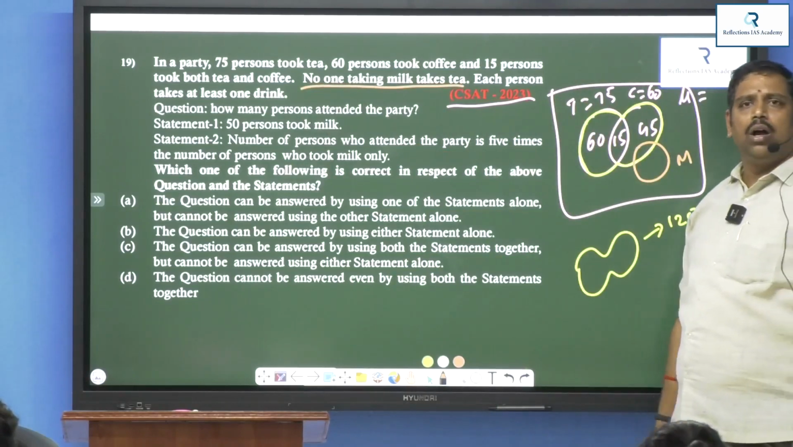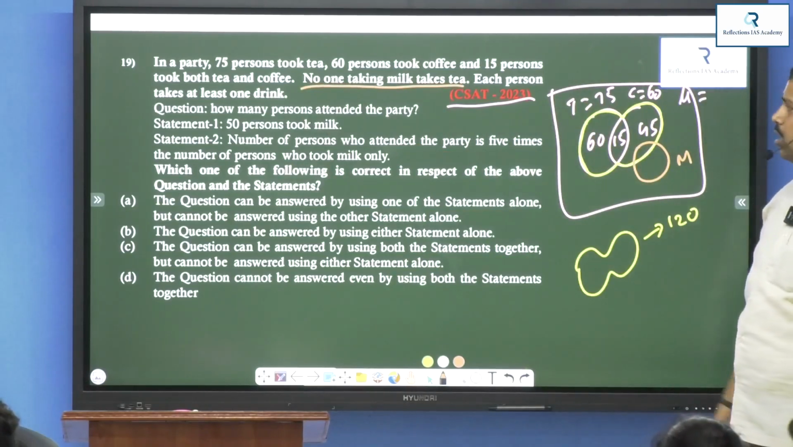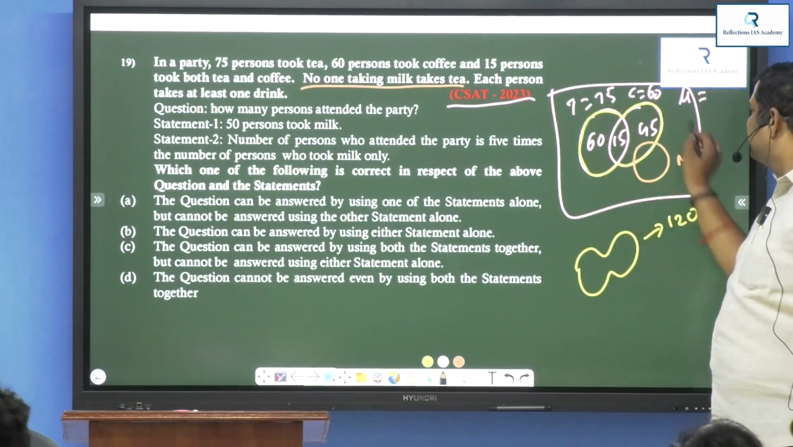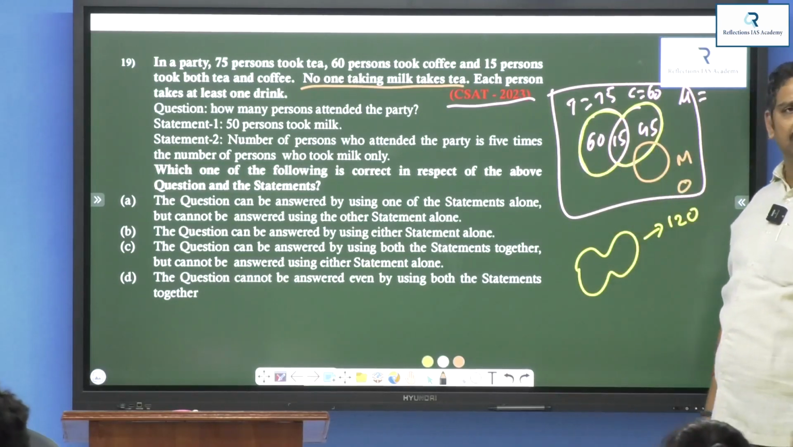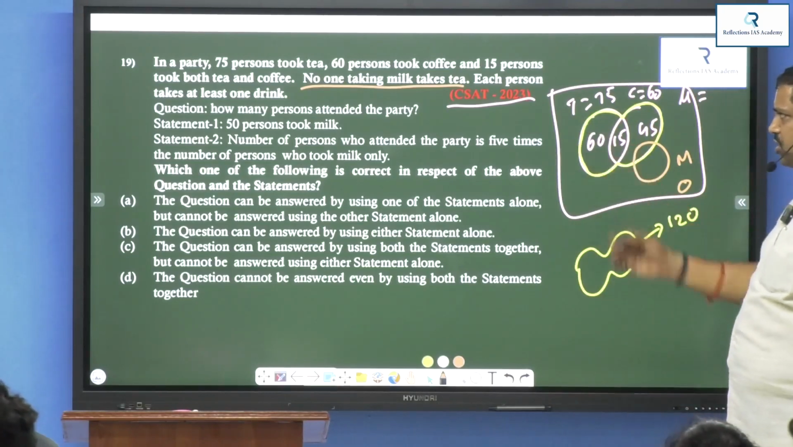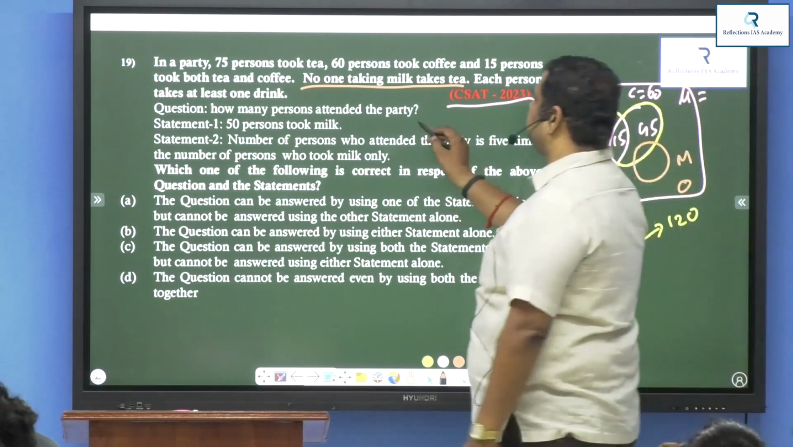Okay, let's see the next one. Each person takes at least one drink. Outside is 0, right? Outside means they are not taking milk or tea or coffee. So 0. The question: how many persons attended the party?